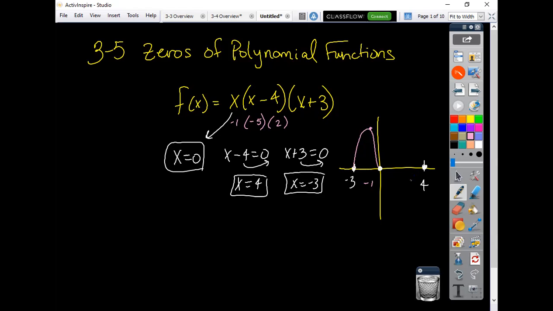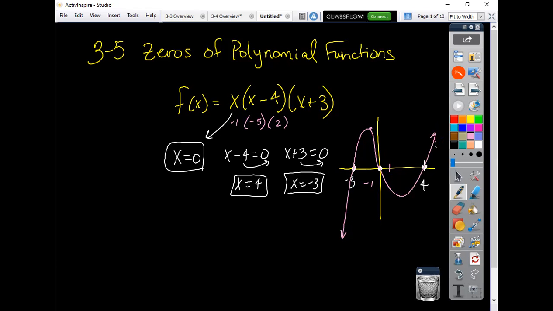Well, what's it doing between 0 and 4? Or what's it doing on the left side of negative 3? If you put a negative 5 in here, that would be negative, and that would be negative, 3 negatives multiplied, so it must be going down there. Well, what's it doing in between here? Let's say we put a positive 1 in. 1, negative 3, 4, that would be negative, so it must be coming down, and then it's going to be going back up on that side.